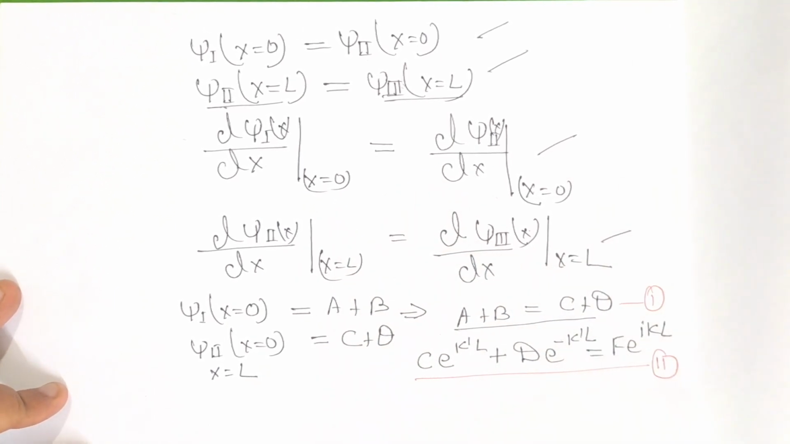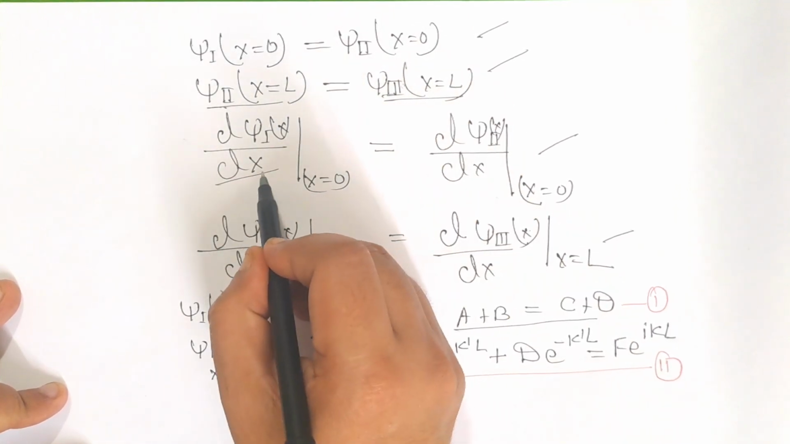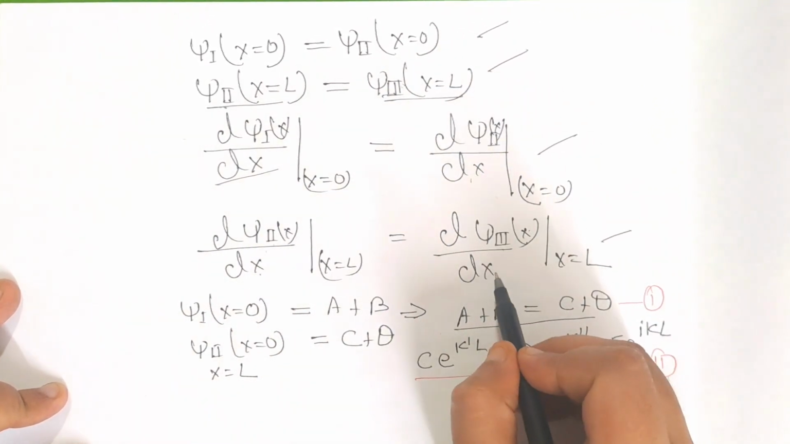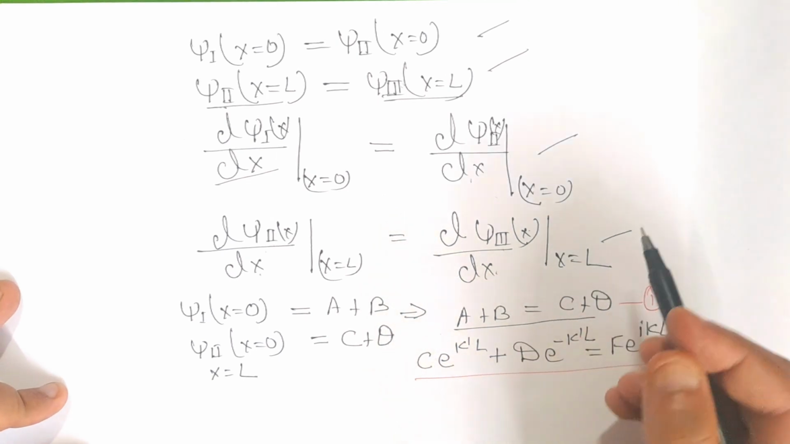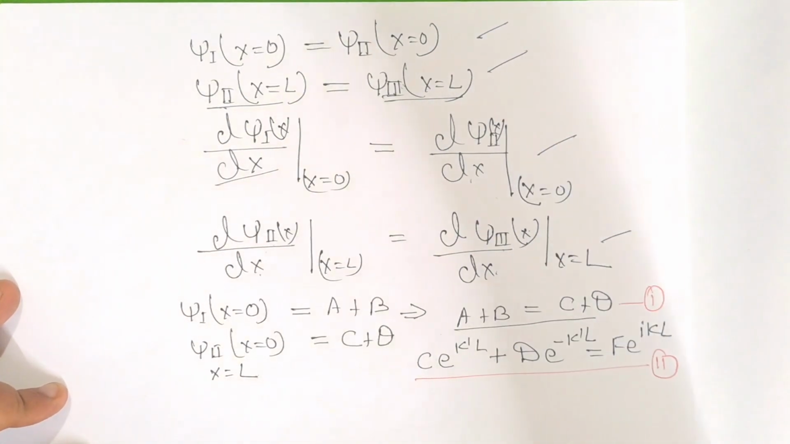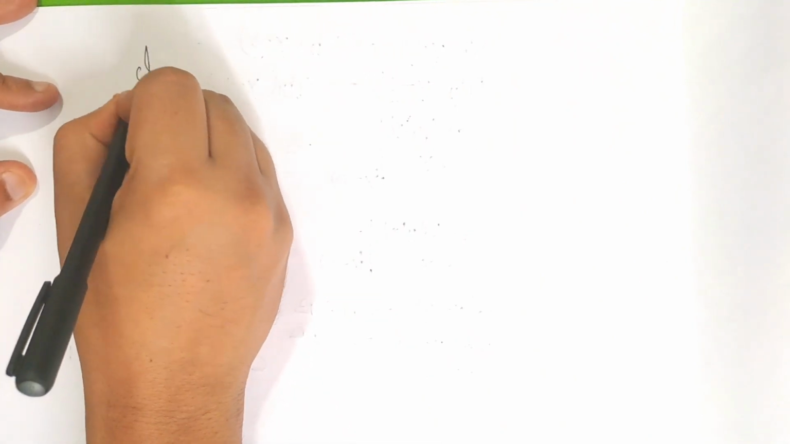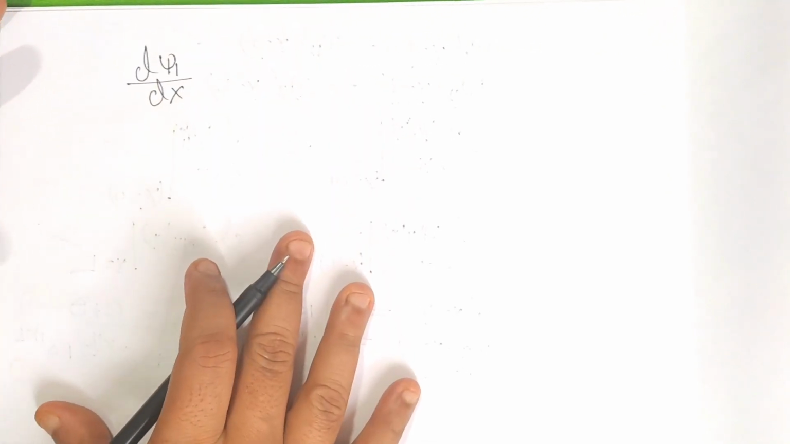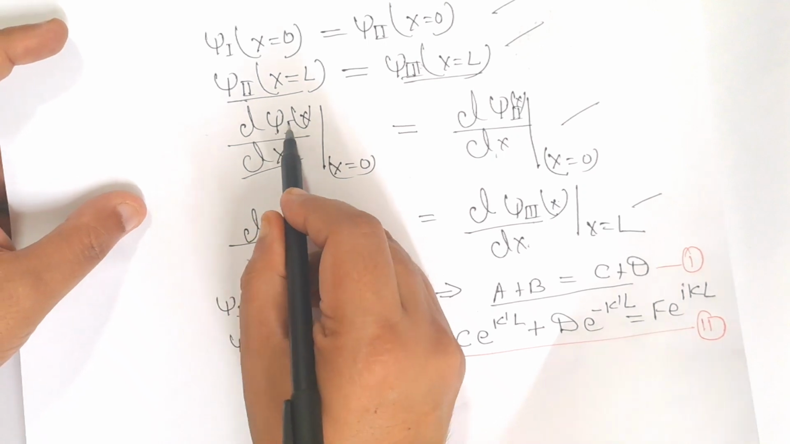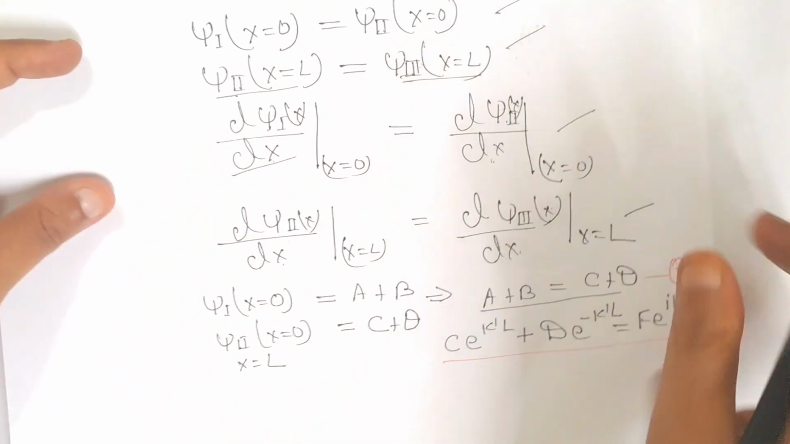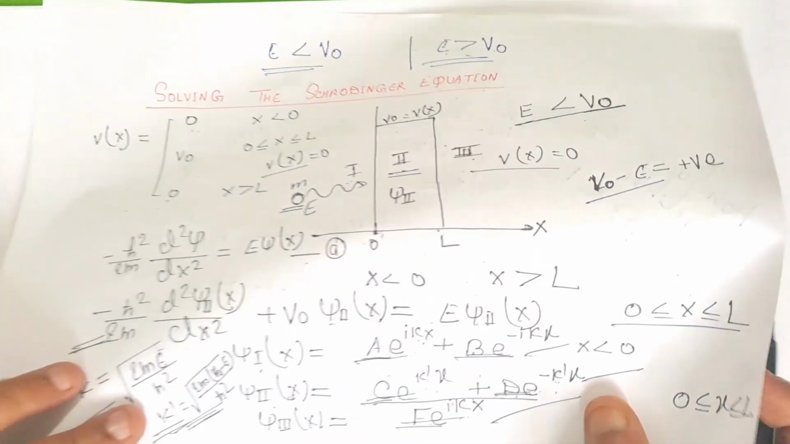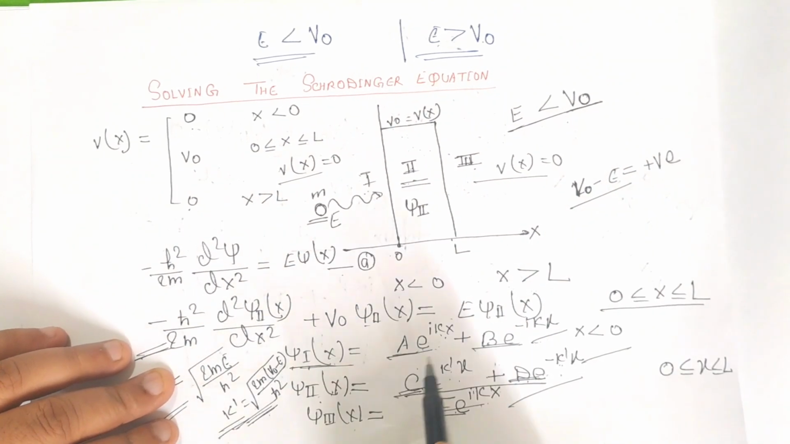Again we can use the differential equations, d psi 2/dx and d psi 3/dx, and find the equation. So d psi 1(x)/dx, this is the boundary condition, d psi 1/dx is equal to d psi 2/dx. So we have to differentiate this psi 1. This is psi 1, A e to the power i k x plus B e to the power minus i k x.